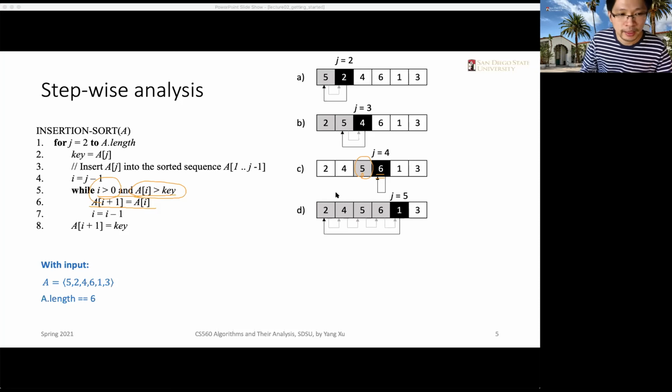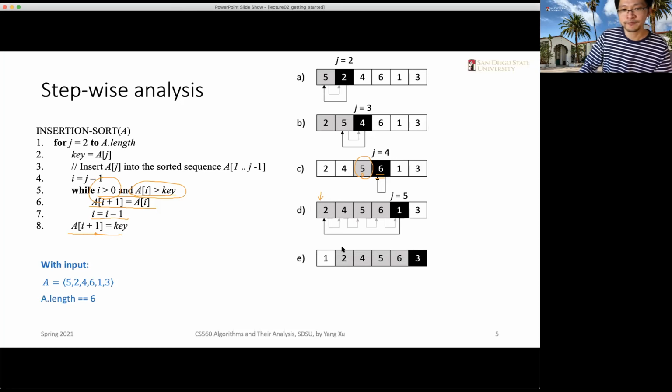Okay, so at this step, when i decreases to 0, the while loop will end, and then we will assign the key to the current position, which is 0 plus 1, which is A[1]. Okay, so as a result of this iteration, we will have 1, 2, 4, 5, 6, the first 5 elements sorted. Okay, so similarly to the remaining elements, this same procedure will go on until the last element is processed.